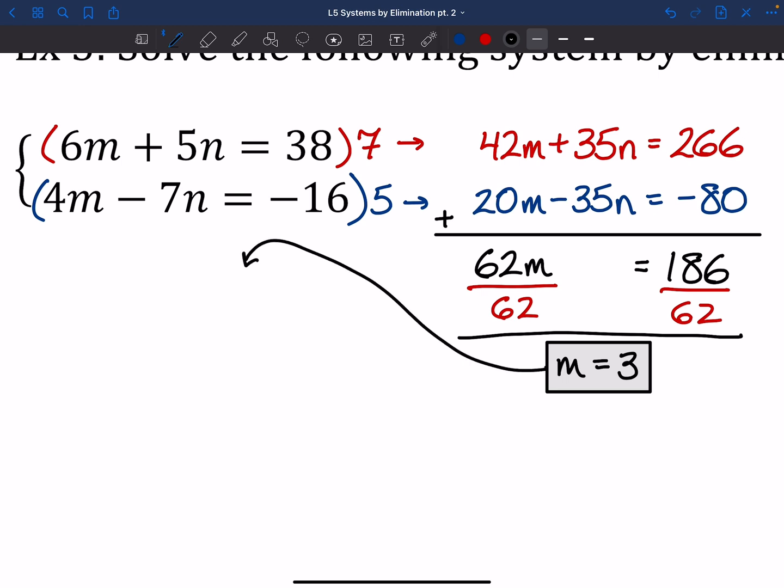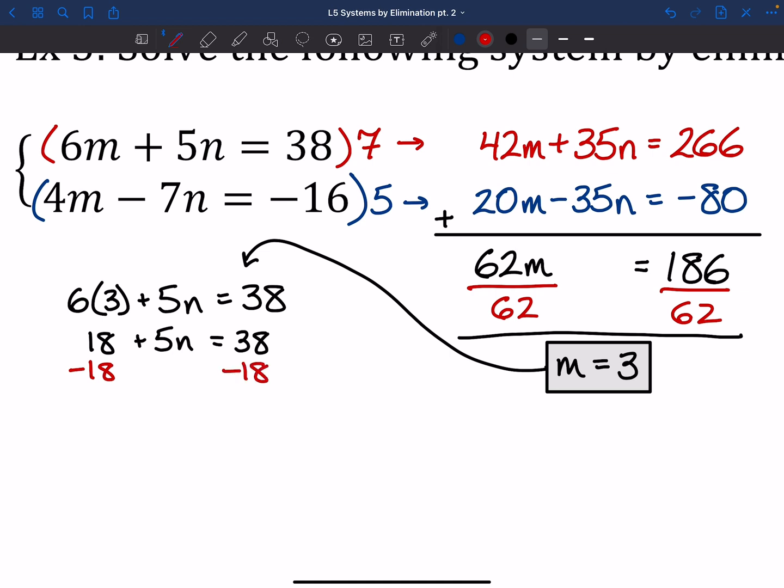Right? I'm going to plug this back in. I'm going to choose the first one because the numbers are all positive. Let's do that. So 6 times that m we just found plus 5n equals 38 for that one. And again, just doing some simplifying. 18 plus 5n equals 38. I've got to move that 18 over to the other side, get it away from the variables. We get that 5n equals 20. We'll divide both sides by 5, and oh my goodness, the end is in sight. N is equal to 4.